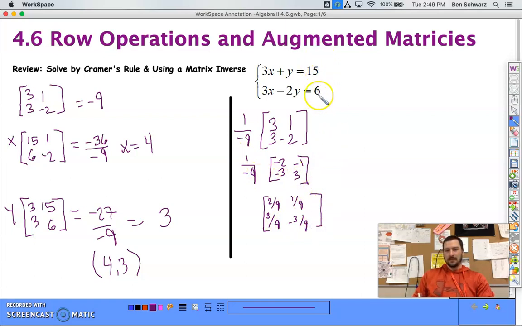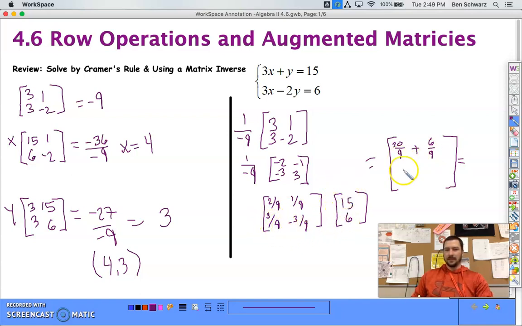And then we take that times this matrix here, the 15 and the 6. So that's going to give us a 2 by 2. Make it really big so we can see what's happening here. So to get row 1, column 1, take row 1 times column 1. So 2/9 times 15 is 30/9, and then plus 1/9 times 6, so 6/9. And then to get the bottom, we take this row times that only column there.